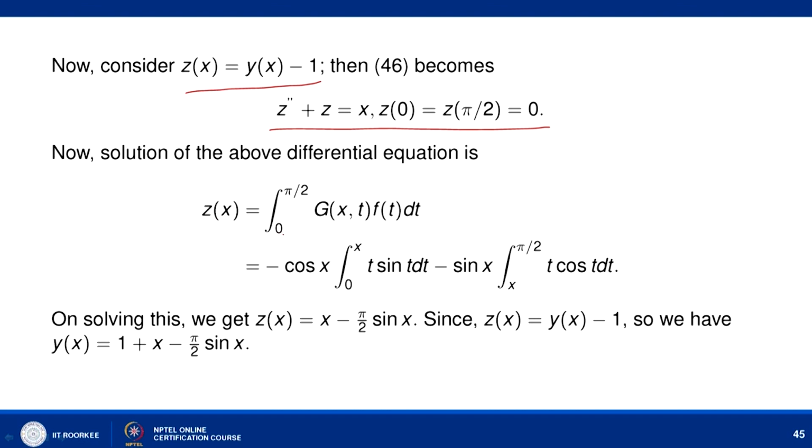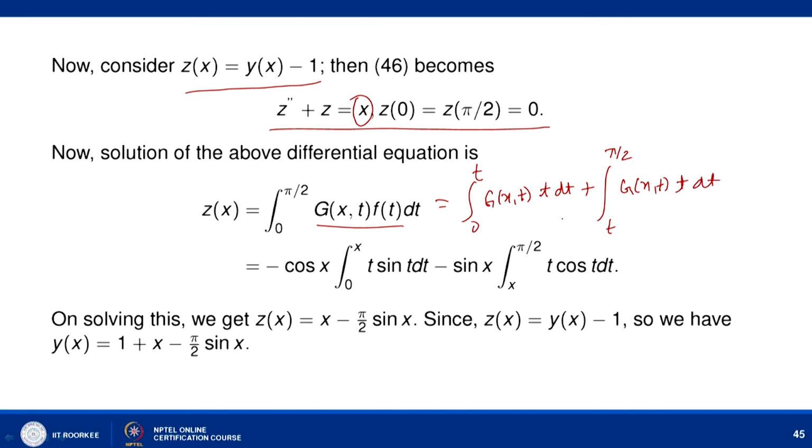z(x) equals the integral from 0 to pi by 2 of G(x,t) f(t) dt, where f(t) represents the right hand side of this equation, and here f(t) is basically t. So z(x) is equal to the integral from 0 to pi by 2 of G(x,t) times t dt. Now depending on the domain you have to use different values of G(x,t). So you can simply write it as the integral from 0 to x of G(x,t) t dt plus the integral from x to pi by 2 of G(x,t) t dt.